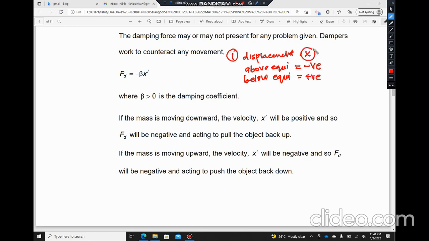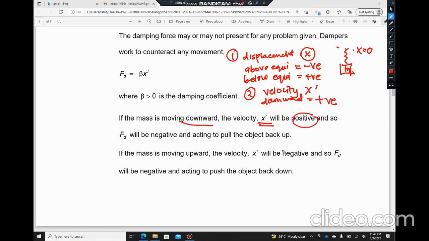So nilai x tadi yang kita tengok dekat spring system kan, dia ada m kat sini, and then this one is equilibrium position. So kalau m tu berada above equilibrium, nilai x ni adalah negatif, and then kalau below equilibrium dia adalah positif. And then satu lagi kita kena consider untuk velocity. Velocity which is x prime kat sini. Okay, x prime velocity maknanya apa ni? Hak laju dia. Kalau moving downward, dia ke bawah, dia adalah nilai yang positif.